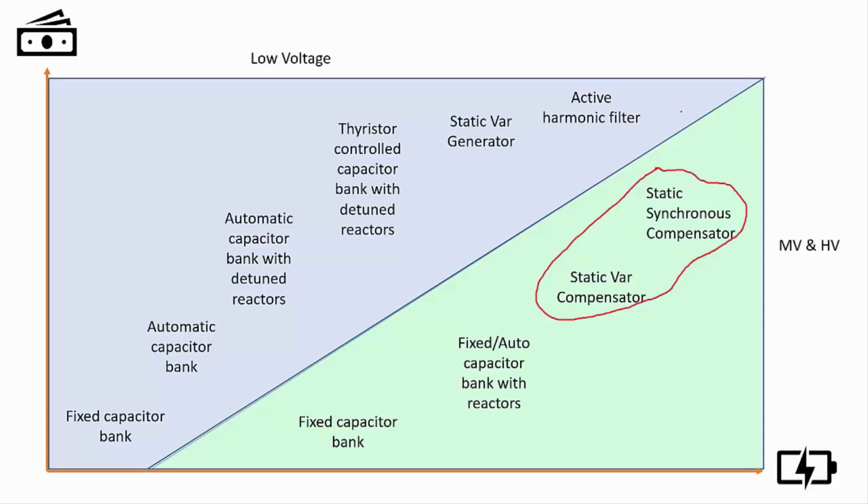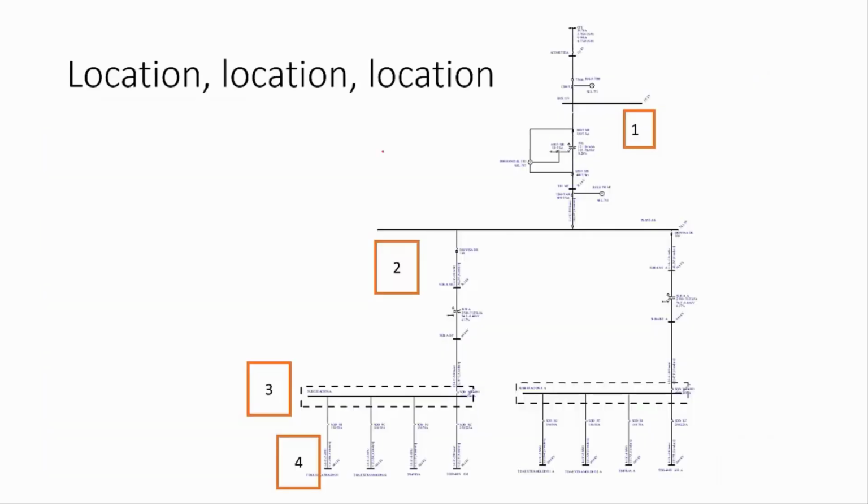And then we have to decide where to install the solution, right? We have low voltage, medium voltage, and high voltage, and for every voltage level, there's a wide range of solutions. So, where to install the power factor correction solution? It's like real estate: location, location. Where can I install?